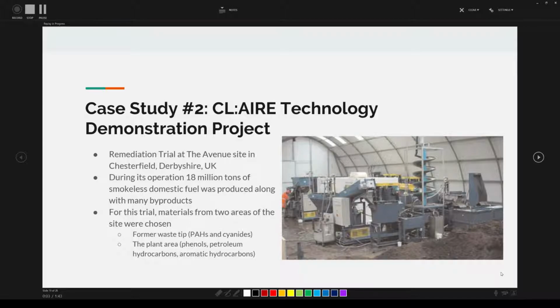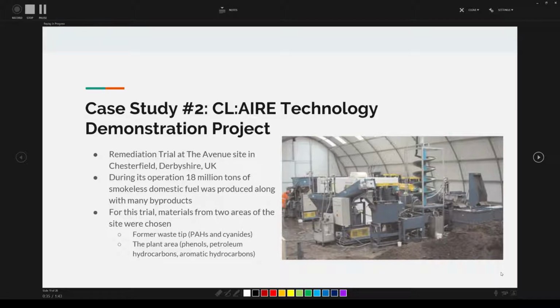The next case study we'll go over was completed by the Claire Technology Demonstration Project, where they did a remediation trial at the Avenue site in Chesterfield, Derbyshire, United Kingdom. This remediation trial was treated at pilot scale using soil washing at the Avenue Coking Plant and Chemical Works, which was constructed in the 1950s and operated until 1992.